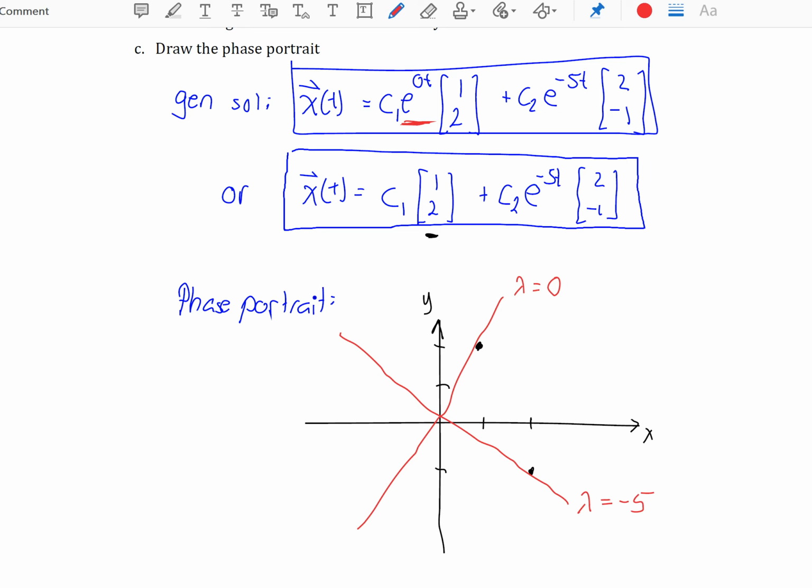Let's think about the directions now. When your eigenvalue is -5, it tells us that as time goes on, e to the -5t shrinks. And so any initial condition on this line will shrink and move towards the origin. However, if your eigenvalue is 0, then there is no movement on this line. Any initial condition or initial point you start on stays at that point. There is no movement at all.